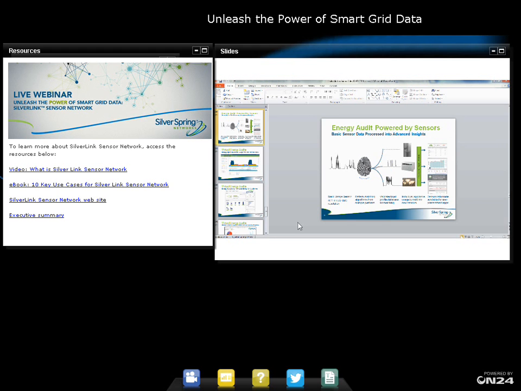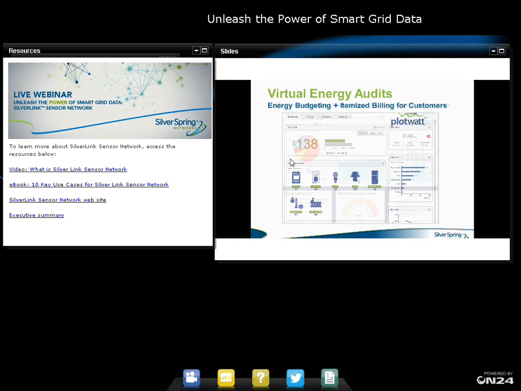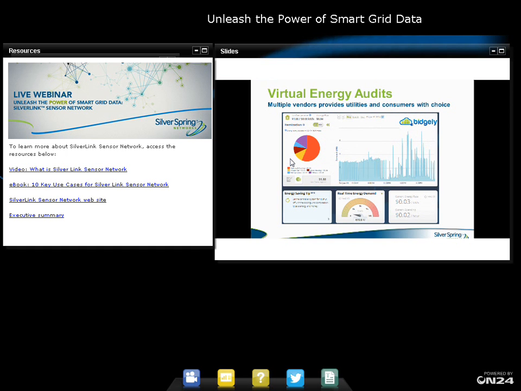Now, what we've shown you is our partner application. I'll note that we have other partners running similar applications on the platform as well. Here's an example from partner Bidgely that also runs itemized energy bills for customers. And one of the advantages of the Silverlink Sensor Network is you can choose between multiple different application providers to help you determine what's best for your customers.